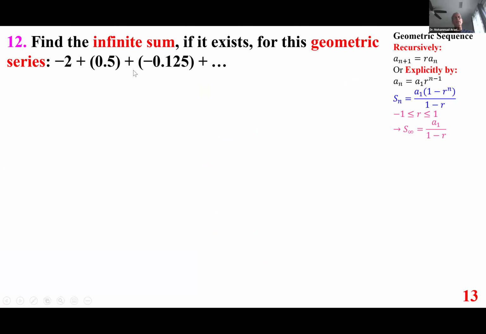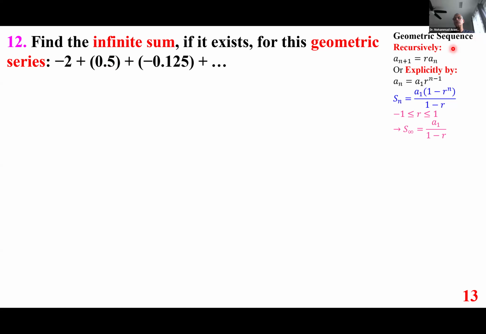All right, we want to find the finite sum, if it exists, for the geometric series. When it mentions a geometric series, of course, you really have to look at two things. What is the first term? What is the ratio? So it says -2 plus 0.5 plus -0.125, and it continues indefinitely.